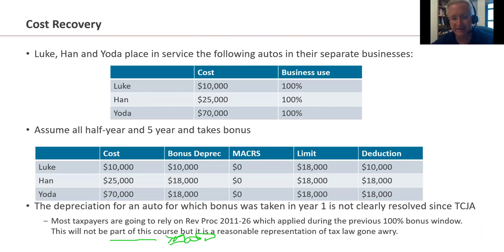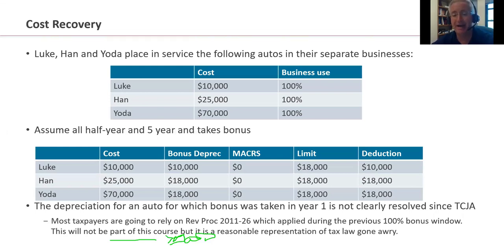Yoda buys a car for 70,000. Same thing there. His actual depreciation, who cares what it is? He's taking bonus depreciation. He'd like to write off all 70,000, but it's going to be limited to 18,000. Okay, so the problem is, let's start with Han. So Han has a $25,000 car. He takes bonus depreciation of 18,000 in the first year. What happens with the remaining 7,000 in years two and beyond, right?